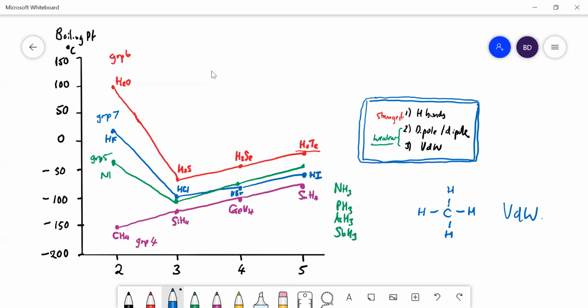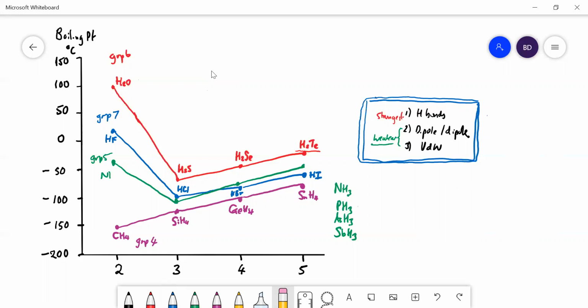Now, when we're thinking about the strength of these, H bonds are way and above stronger than the other two, aren't they? The other two are weaker. You can't really say van der Waals are stronger or weaker than dipole-dipole interactions, because the strength of the van der Waals forces depends how many electrons you've got there. We'll talk a bit more about that later on. But first of all, let's see what this graph is showing us.